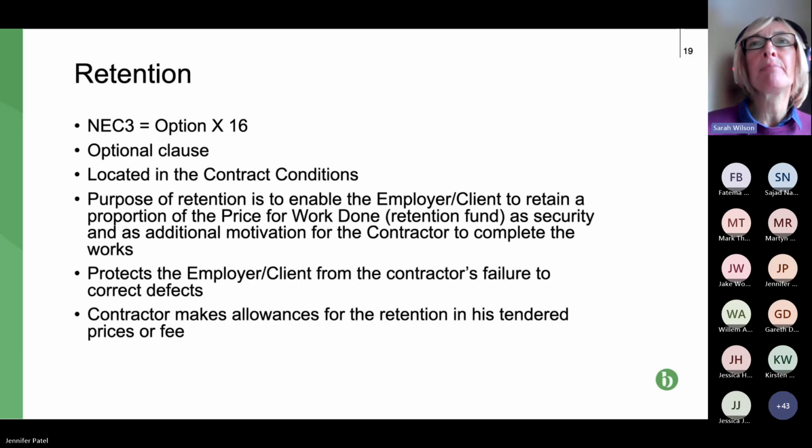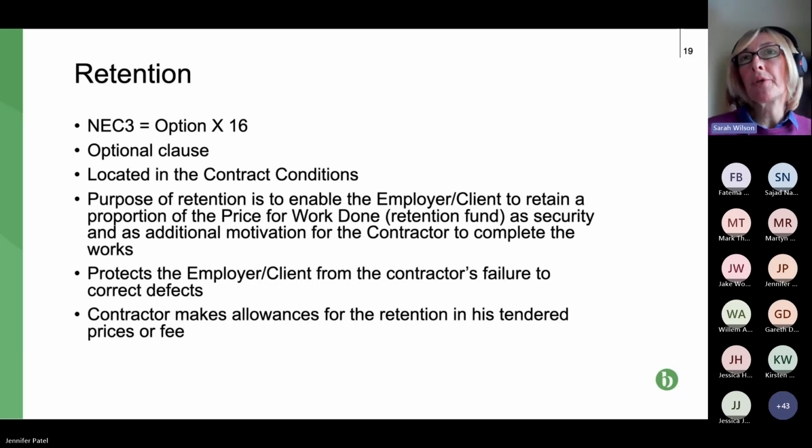because typically clients, employers do want some retention. How it works very simply is that contract data part 1 states how much retention is deducted at every payment, generally 3 or 6%, but it's up for negotiation. Don't feel that you've got to accept a particular figure, but once you've signed the contract, you're stuck with whatever figure.